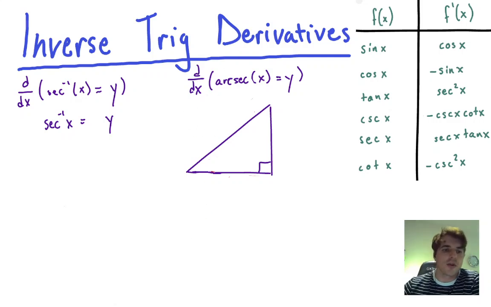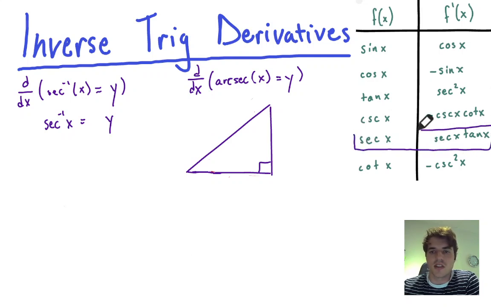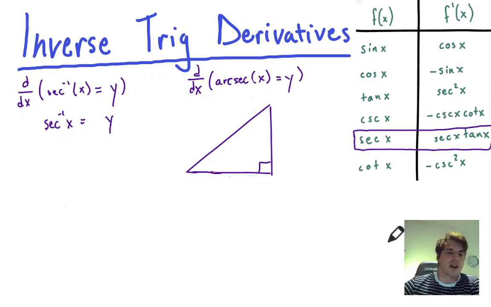All right, we are on our way. We're near the bottom of our list. We're on to the derivative of secant inverse of x. So we have the secant inverse of x equals y, and we're going through this process.